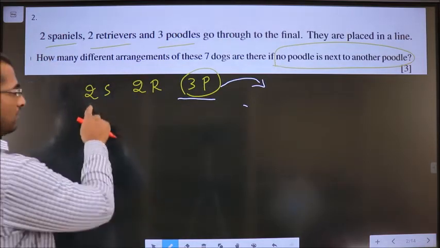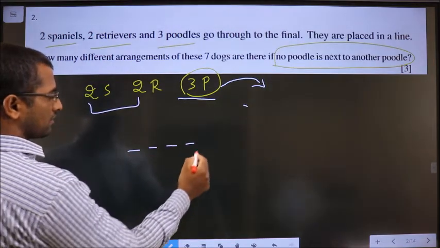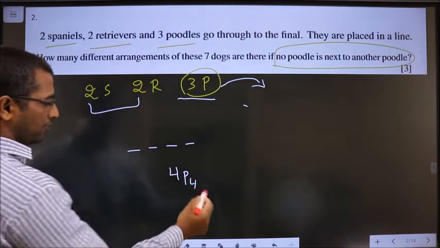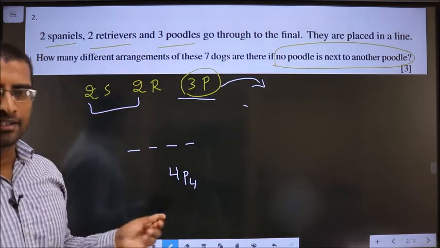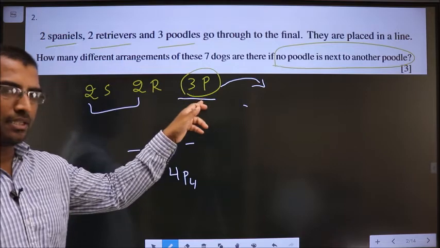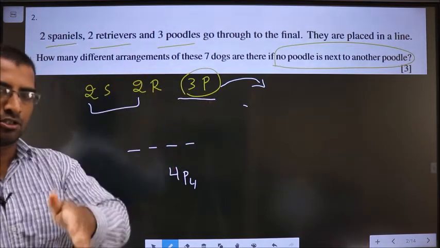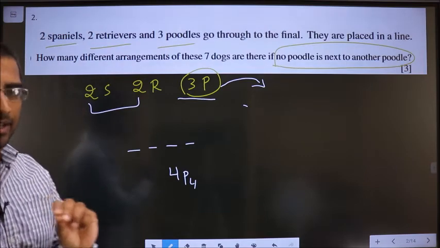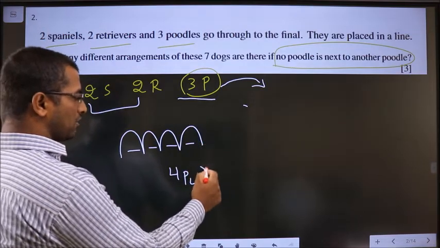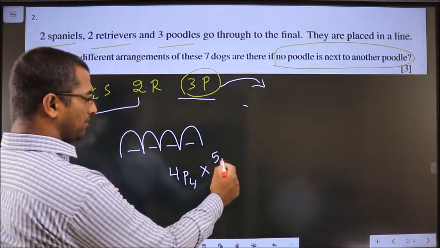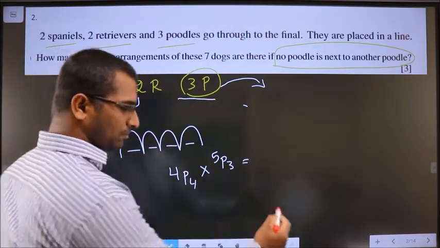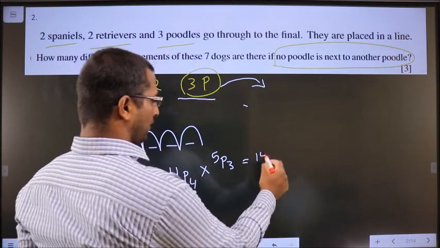Remaining, how many do you have? 4. So 4 blanks. 4 of these in 4 blanks can be arranged in 4P4 ways. They all are different, so division I am not writing. Now, these 3 should not be together means they should be placed in between. So see how many places are present in between: 1, 2, 3, 4, 5. So 5 places for 3 poodles, so answer will be 5P3. Put this in the calculator, you get the answer to be 1440.